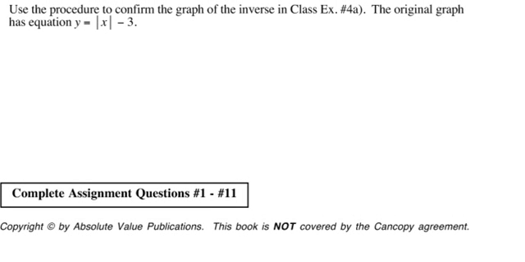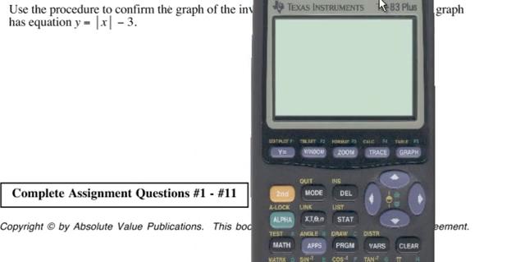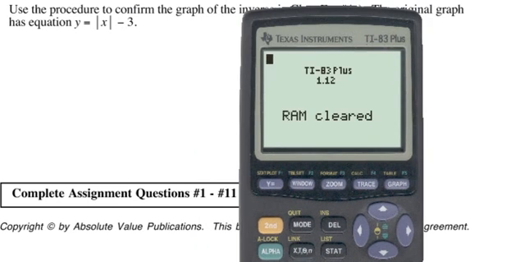So, some playing around with the calculator this time. They want us to take this original function, absolute x minus 3, which we drew a few pages ago, and use the calculator to draw its inverse. So, alright, we can do that.